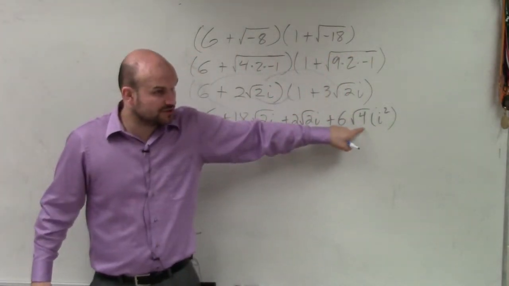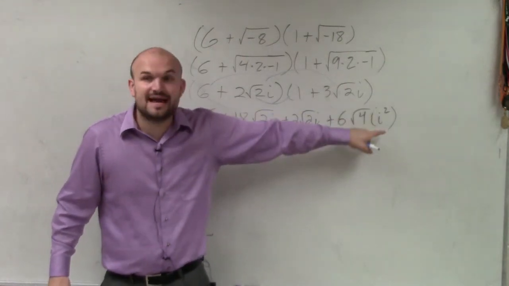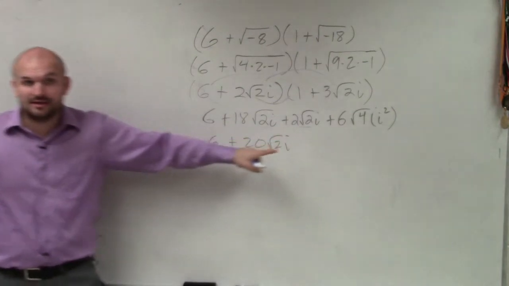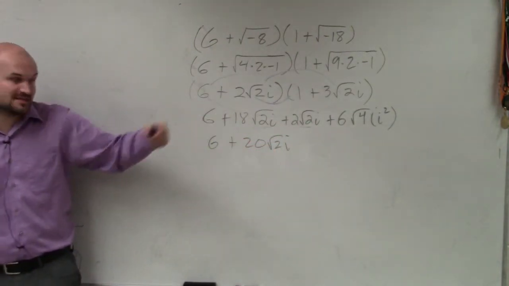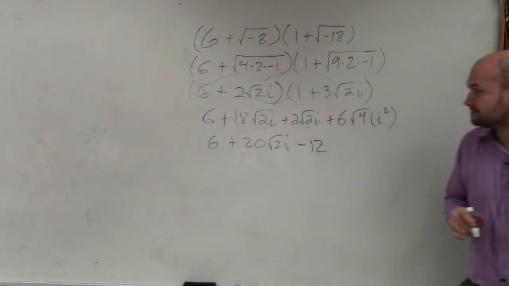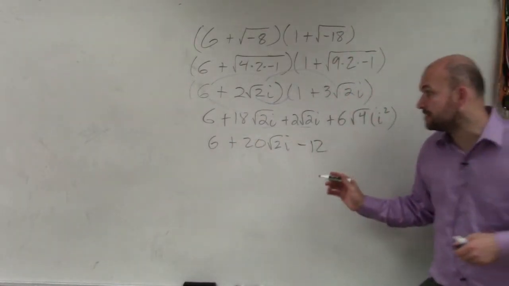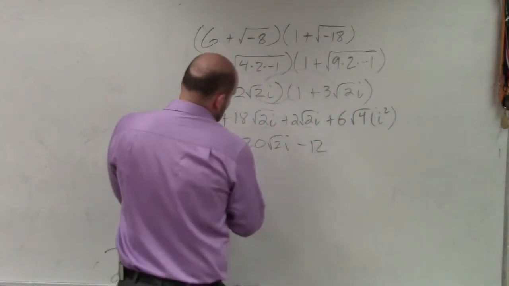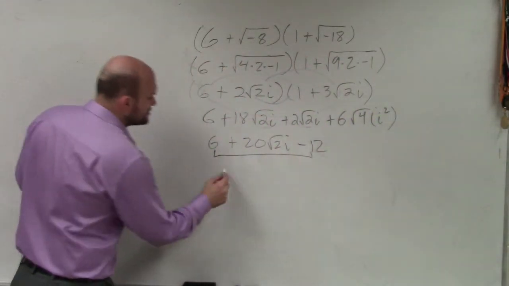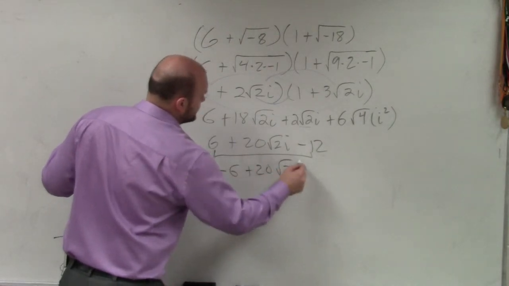Yes, that square root of 4 is 2, right? So 6 times 2 is 12, times -1, which is i squared, is going to be -12. Now, these are your real numbers, so I'm going to combine them. I can add 6 and -12, which is -6, plus 20 square root of 2i.